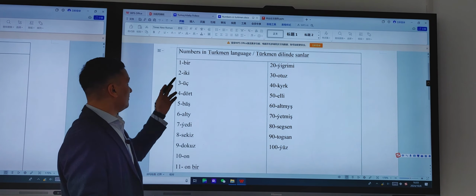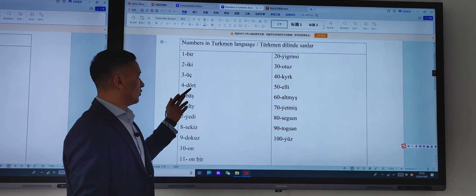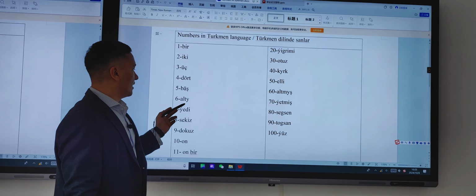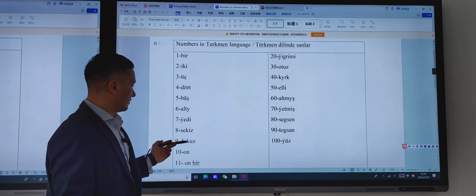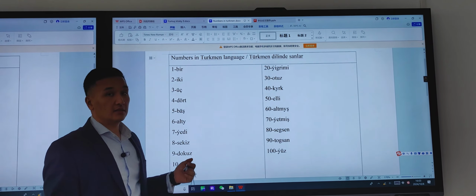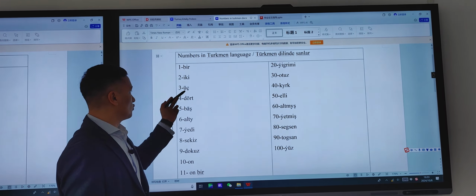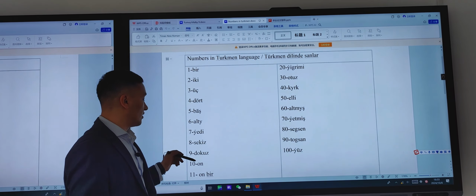Bar. 2, 3, 4, 5, 6, 7, 8, 9, 10. So from 1 to 10 is 1, 2, 3, 4, 5, 6, 7, 8, 9, 10.